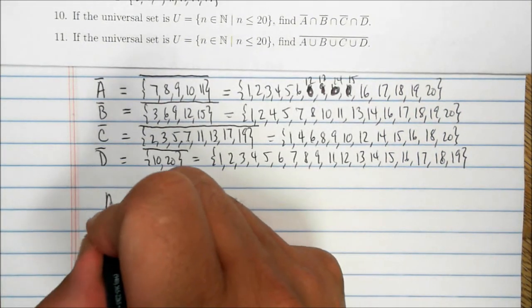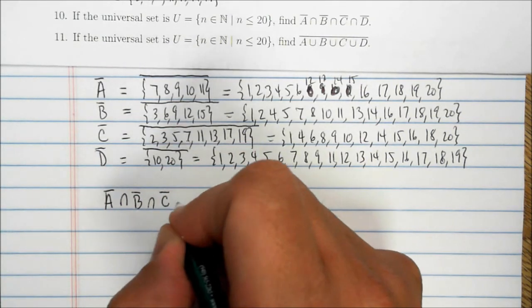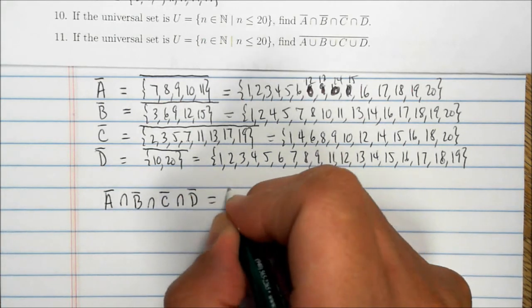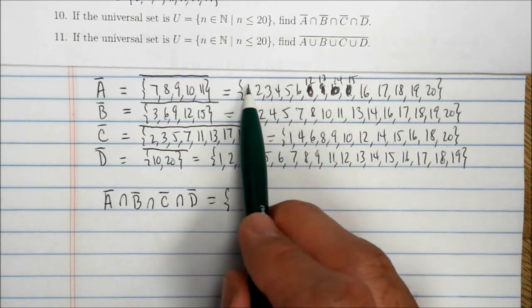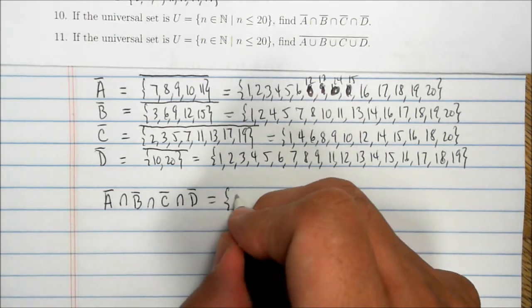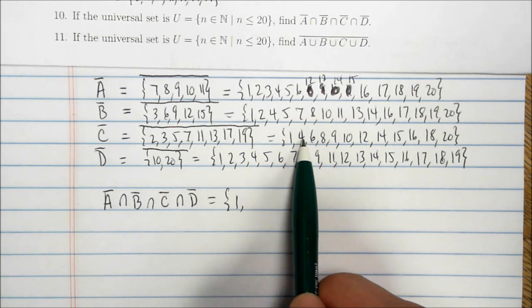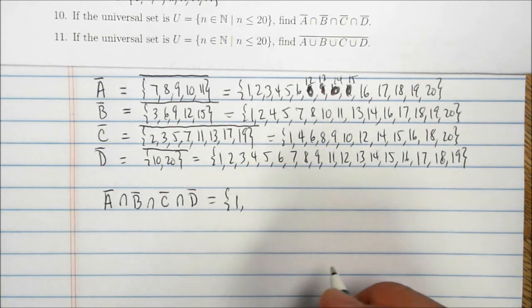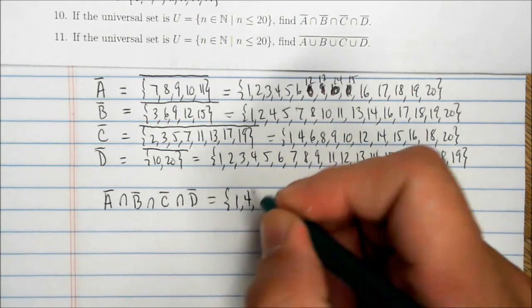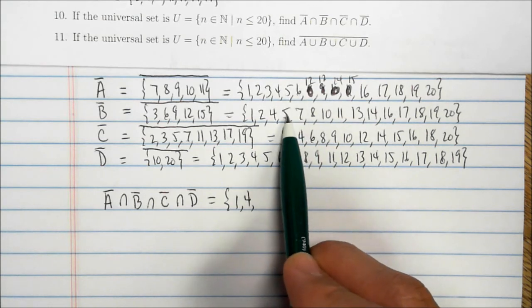Now, the question asks for A complement, intersect B complement, intersect C complement, intersect D complement. So let's go through these and see what's in all sets. 1 is in all the sets. 2 is not in C, so I don't list that. 3 is not in C, so I don't list that. 4 is in all the sets. Five is not in C complement. 6 is not in B complement.